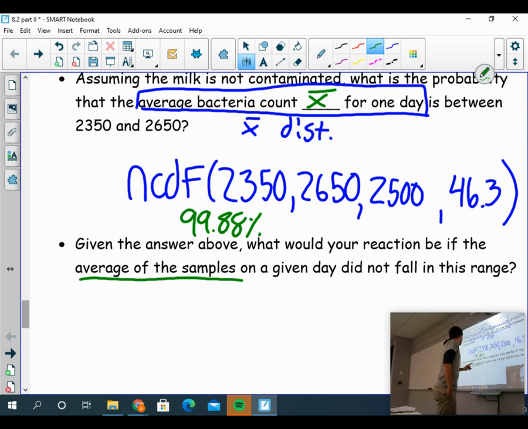So what would our reaction be if the average did not fall in the range? Well, given that there's a 99.88% chance it does fall in that range, there's only a 0.12% chance it doesn't. We would be shocked and we would probably throw the sample out. Since our average should fall in that range over 99% of the time, we'd probably throw out the results for that day and take some significant action.